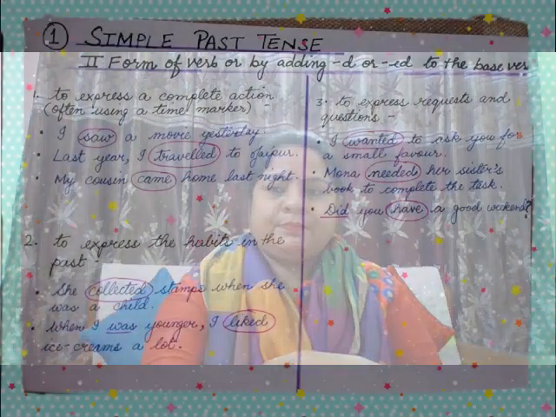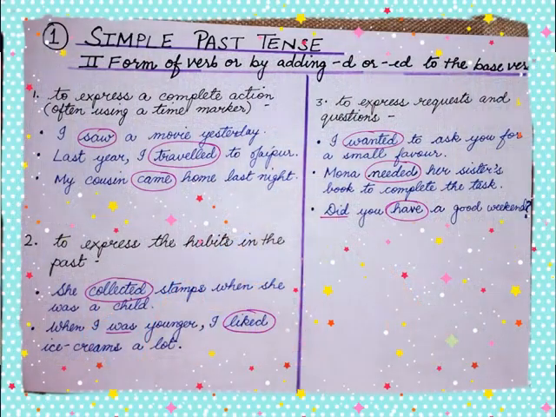On your screen, you can see the formula and a few examples of simple past tense. How do we form simple past tense? The formula is written. We use the second form of the verb or add d or ed to the base verb. The first usage of simple past tense is to express a complete action, often using a time marker.